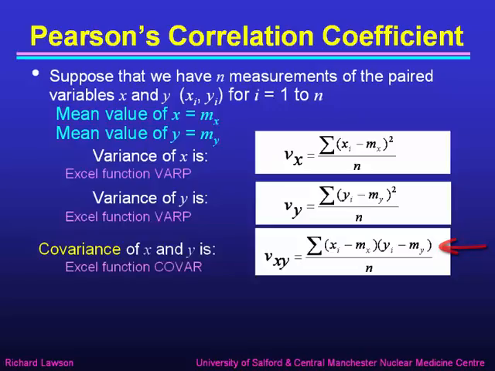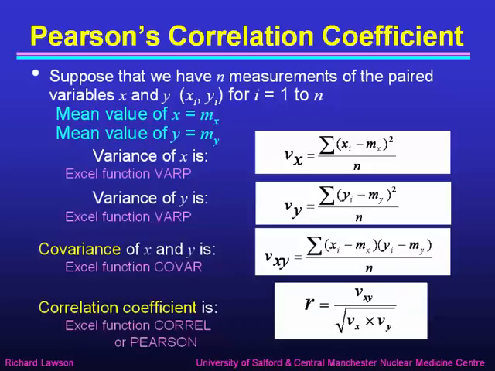So it's exactly analogous to either the x variance or the y variance, but it's a mixture of the two, showing how x and y vary together. That's why it's called the covariance. And the function in Excel that will calculate that for you is called covar.